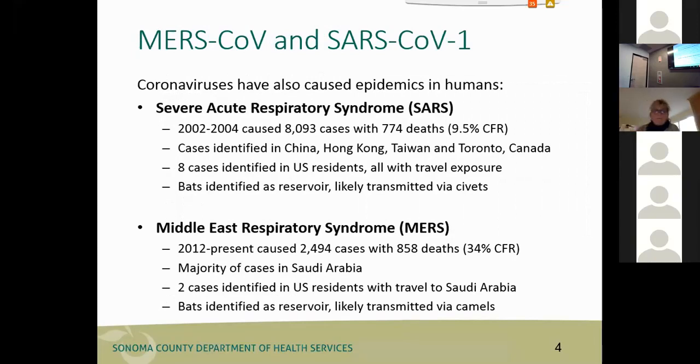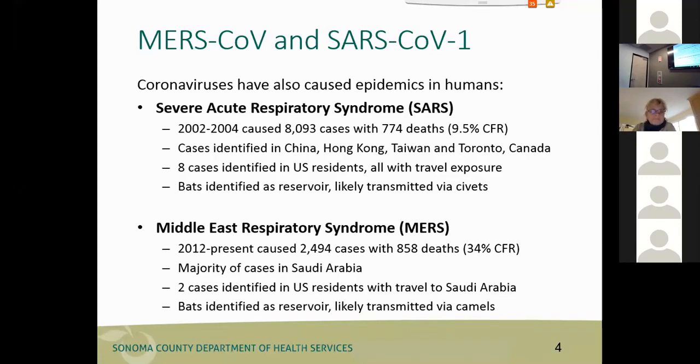And then now we have 3 more that have been identified that have jumped from animals to humans. The first is SARS, severe acute respiratory syndrome. And between 2002 and 2004, this caused over 8,000 cases with 774 deaths. That gives it a 9.5% case fatality ratio. Cases were identified in China, Hong Kong, Taiwan, and there was an outbreak associated with healthcare in Toronto, Canada. There were 8 cases identified in US residents, all with travel exposure. And then bats were identified as the reservoir, and it was likely transmitted to humans via civet cats.